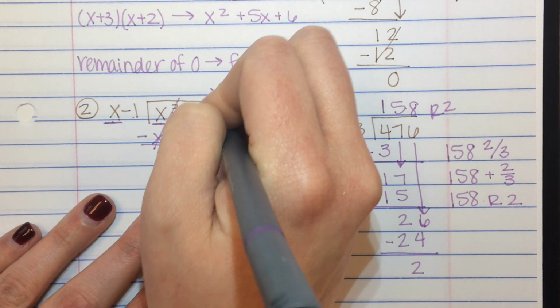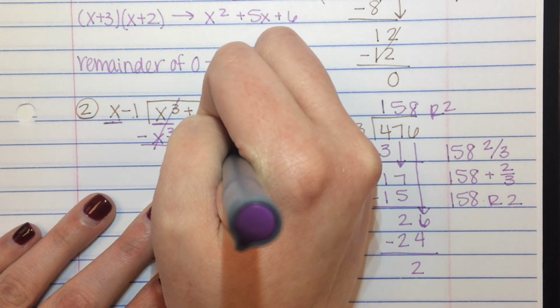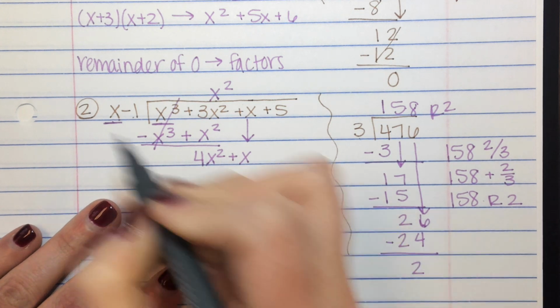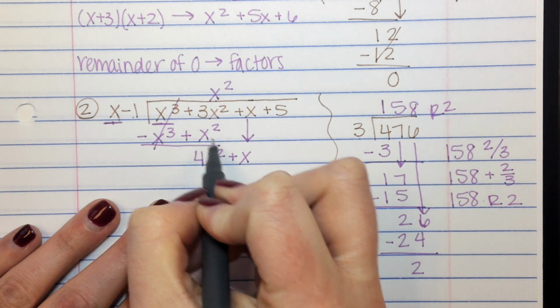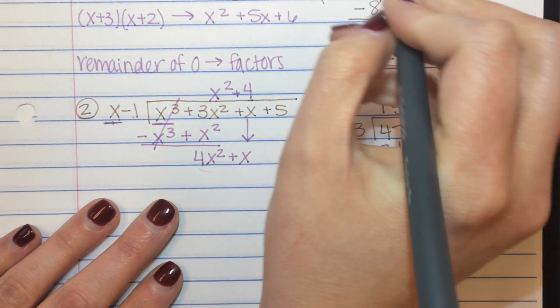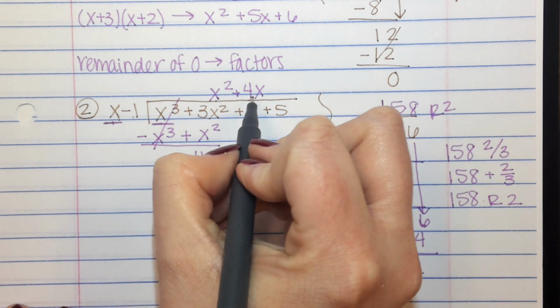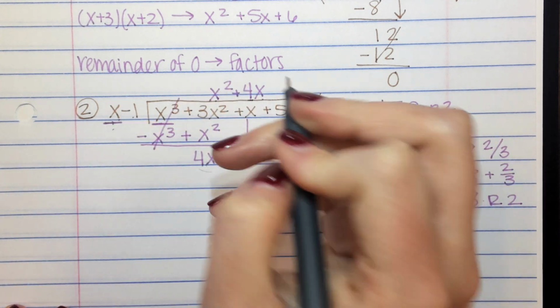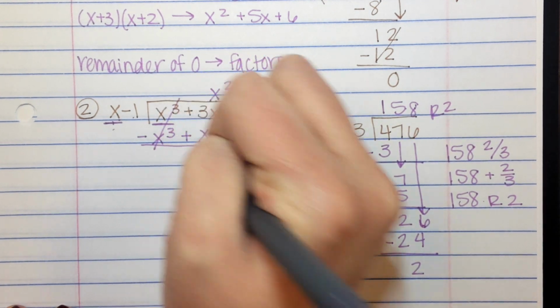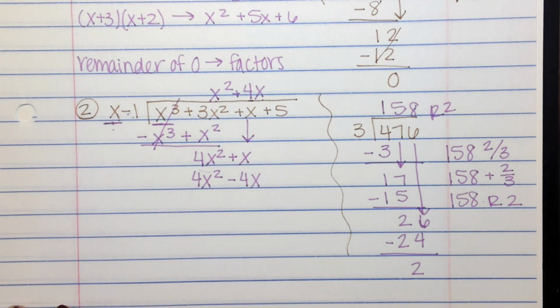Combine. 3x squared and x squared is 4x squared. Bring down that next term. x times what gives me 4x squared? Well, I obviously need a 4, and then x times x makes x squared. All right, let's check it. 4x times x is 4x squared. 4x times -1 is -4x.